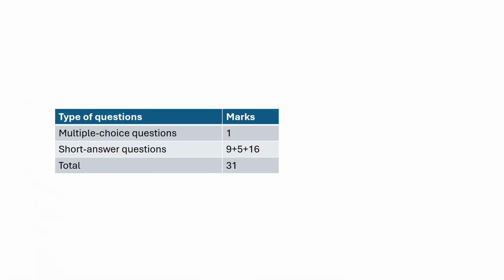In the generation and transmission of electricity, one multiple-choice question is worth 1 mark, and 3 short-answer questions are worth 30 marks. The overall score for this section is 31 marks. With a total possible score of 130 points, the percentage for this section is 23.8% of the total score.